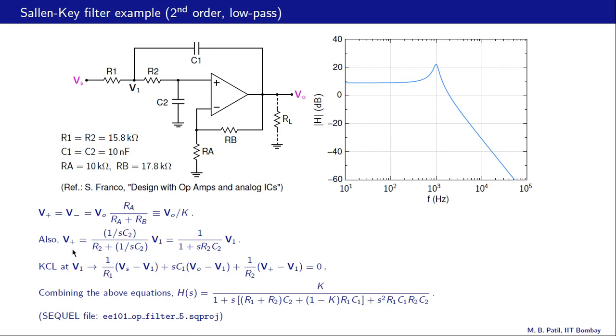What about V plus? V plus can also be obtained by voltage division from V1, voltage division between these two components, because this current is 0, and that gives us this expression here. And finally we write KCL at this node. This current plus this current plus this current should add up to 0.